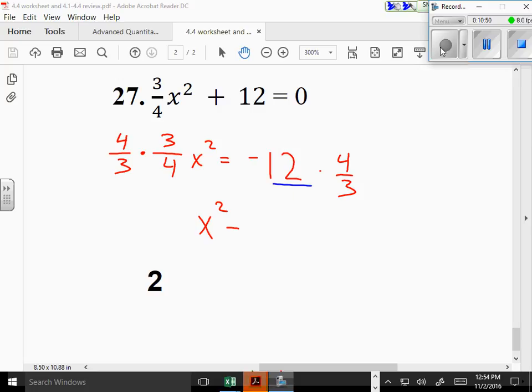12 is the same as 12 over 1. So the 12 and 3 can reduce to 1 and 4. And 4 times 4 is 16. Forget about the negative.